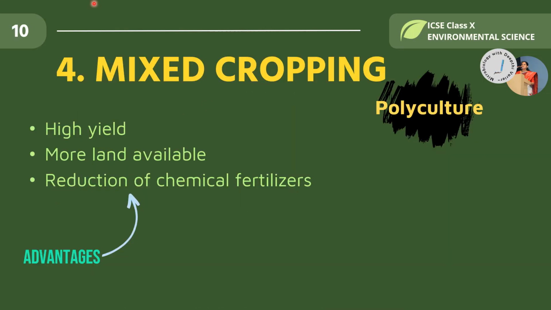The next thing we have is mixed cropping. Mixed cropping is also called polyculture. So it has been mentioned twice in your chapter syllabus. Polyculture is the same as mixed cropping, wherein you are using multiple crops.